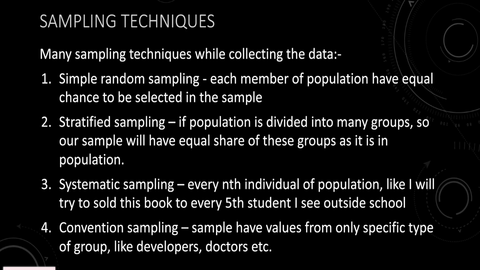In this, the sample has records from only a specific group. Like you want to do a survey on which programming language is popular among programmers. For this case, it is more suitable that we do the survey only on programmers, not doctors, not civil engineers. So in this case, we will consider convenience sampling. So I think this is enough for this video.